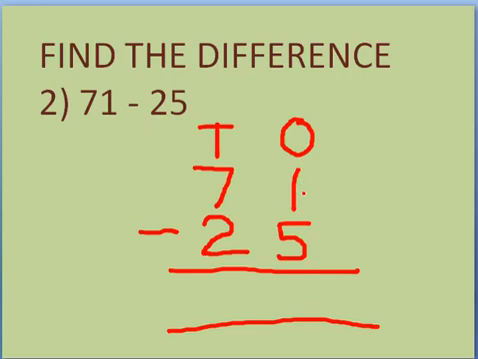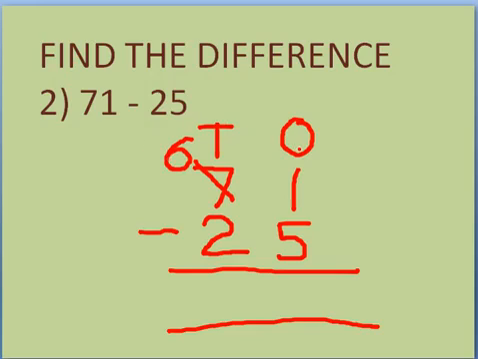Now at ones place, 1 minus 5. Again we cannot subtract 5 from 1. So whenever we come to such a situation when we cannot subtract, you have to borrow from the next place. In ones place, 1 is smaller than 5, so we will go to tens place. There are 7 tens here. We will take one 10 from here, and after taking one 10, the number of tens left here will be 6.